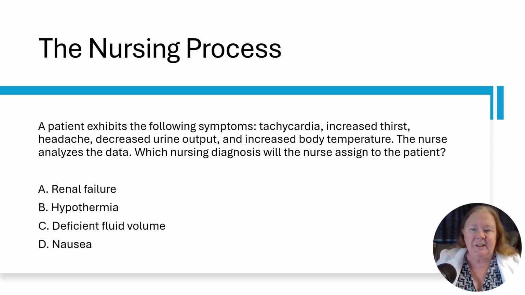Okay, and I wanted to take a minute to just give you some examples. We'll give you the correct answer first, it is letter C, deficient fluid volume. These are the signs and symptoms of deficient fluid volume. And a couple of examples of nursing diagnoses would be ineffective airway clearance, which would be for asthma. If your patient has had a CVA or a stroke, you may use impaired physical mobility.